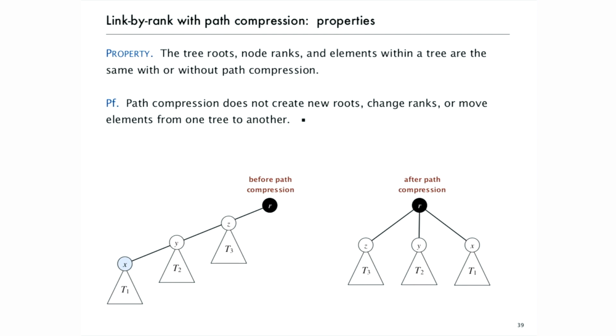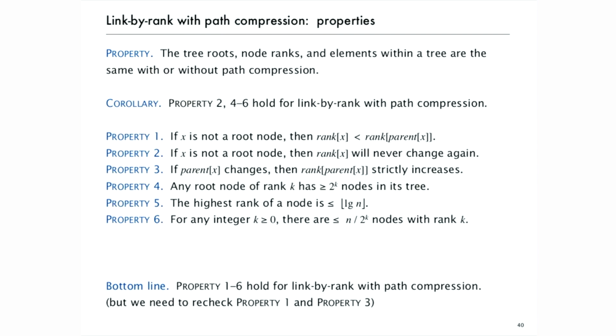We have the tree roots, node ranks, and elements within a tree are the same with or without path compression. So path compression doesn't create new roots, change ranks, or move elements from one tree to another. Notice this: this is before path compression, this is after path compression. Now, we had some beautiful properties before, like some six, seven properties of this rank. Let's see if all those properties go through.